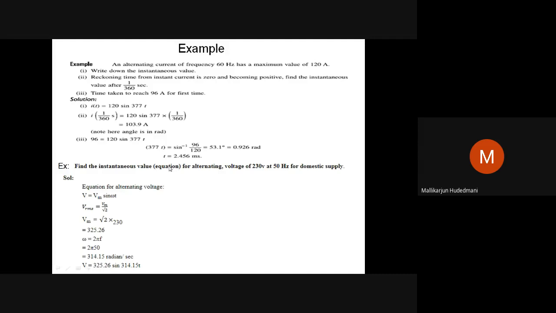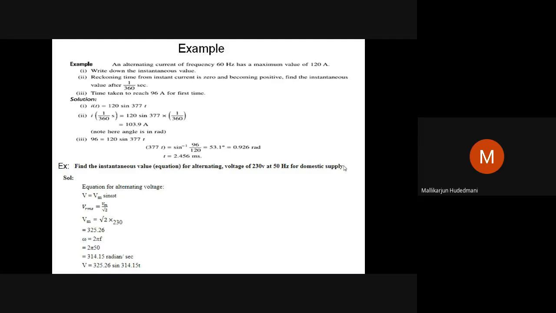This equation is for an alternating voltage of 230 volt. Look into this: alternating voltage of 230 volt 50 hertz for a domestic supply. You have been given a noticeable observation, like 230 volt 50 hertz is the quantity. What is asked is the equation of that. Then what does this 230 refer to?